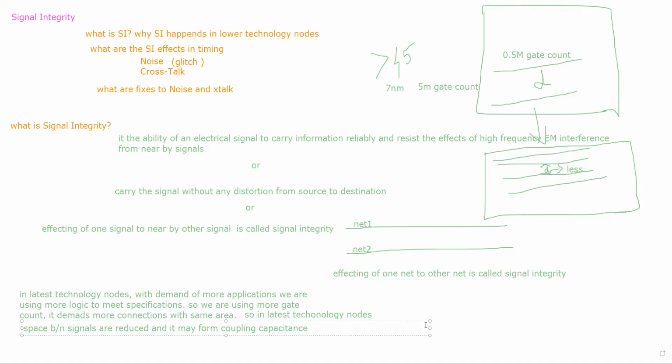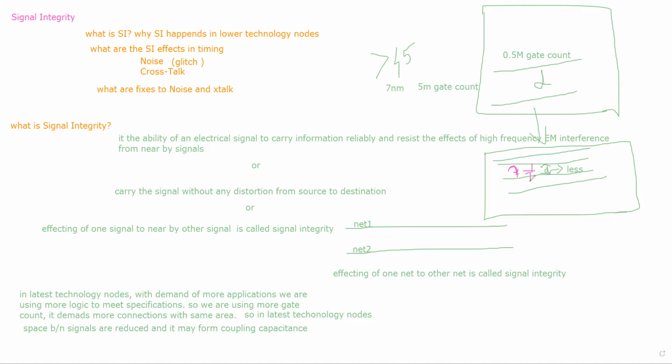So once the coupling capacitance is formed, there is a chance of one signal affecting another signal. If you have coupling capacitance between these two signals, then there is a possibility of charging. If this signal has more energy and the other has less energy, it may charge signal 2. Or if net 2 has more energy compared to net 1, then net 2 may affect net 1. It's all based on which net has more driving strength, or which net has more net length and accumulates more charge.